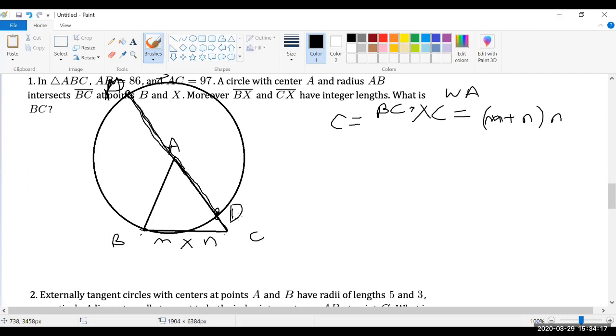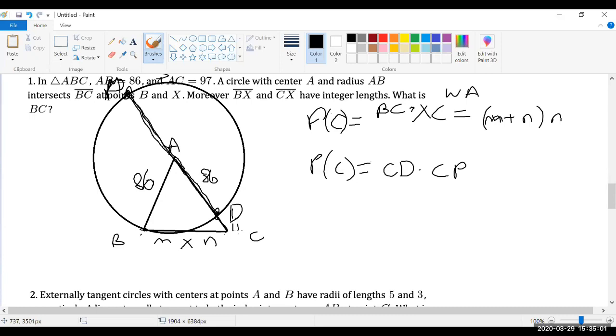So now we have another way to find the power of C. The power of C would also be equal to CD times CP, where P is this upper point. Do we know CD? Well, we do, right? Because AB is 86, which means that since it's a radius, AD is also 86. And we're given that AC is 97, so that means that DC is 97 minus 86, which is 11.